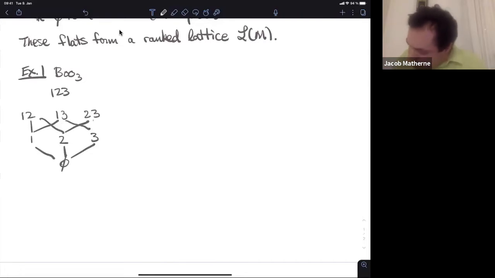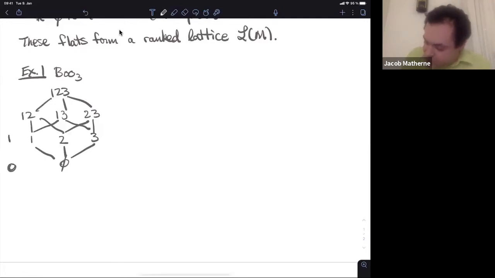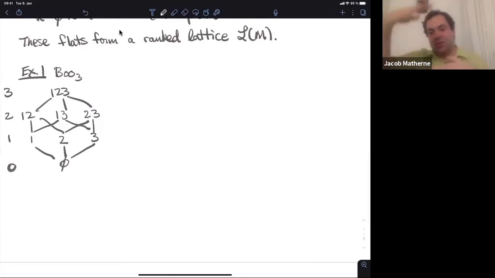Yep. Okay. And then here, here, and here. Okay, so is this okay with everybody? And it's a ranked lattice. Rank is just this is rank 0, this is rank 1, this is rank 2, this is rank 3. So rank is a maximal chain of flats starting from the bottom, how high you have to go up starting from the bottom. Okay, so that's one example.